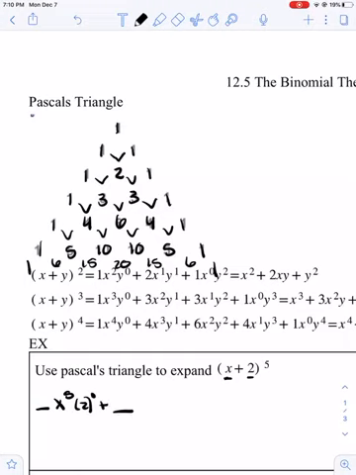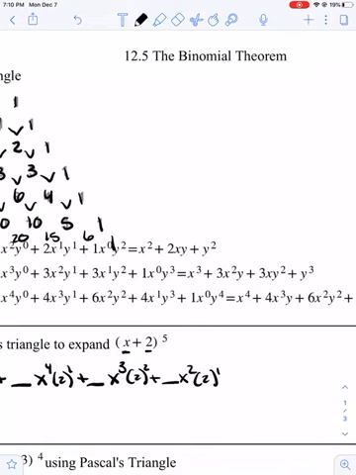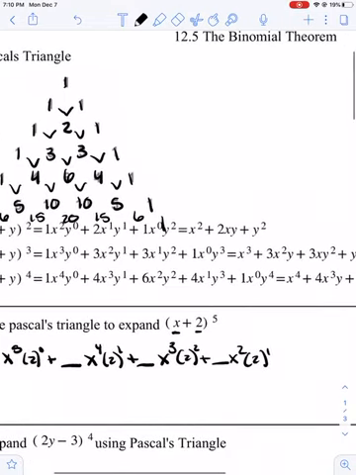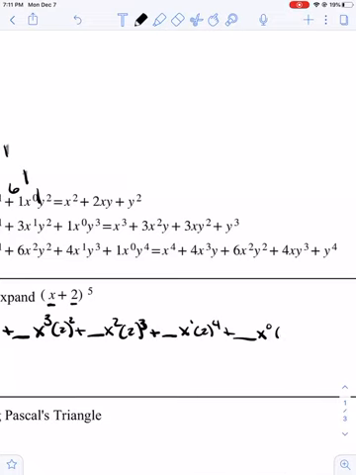Then we add, leave a space. Now we decrease, so 5 now to 4, and then 2 up to 1. Again, decrease in the x, increase on the 2. Decrease, increase. And then you go all the way until you get to the highest power again. So blank, x to the 1, 2 to the 4th, plus now x to the 0 and 2 to the 5th.